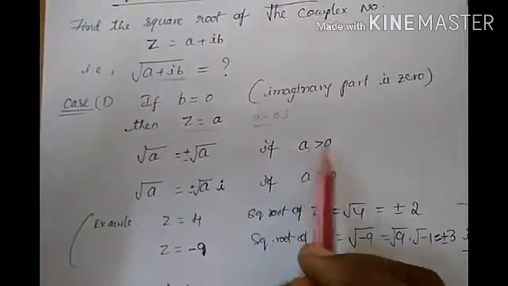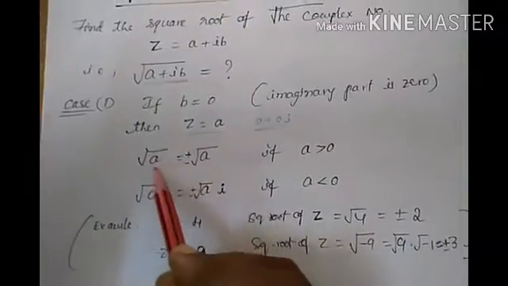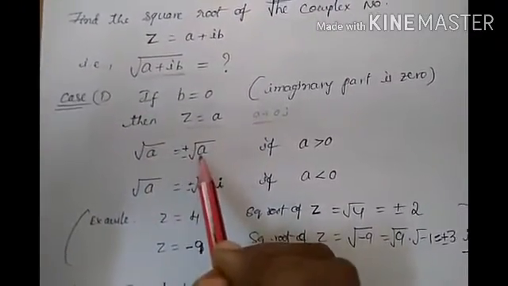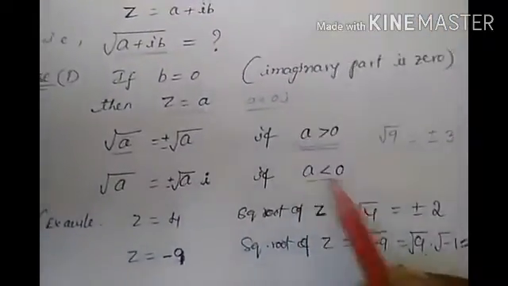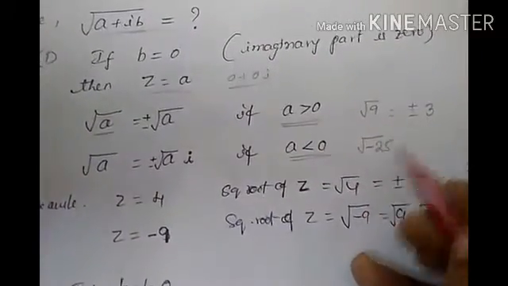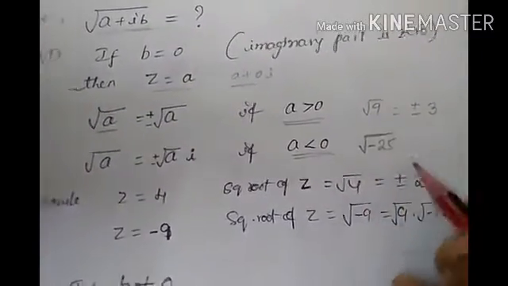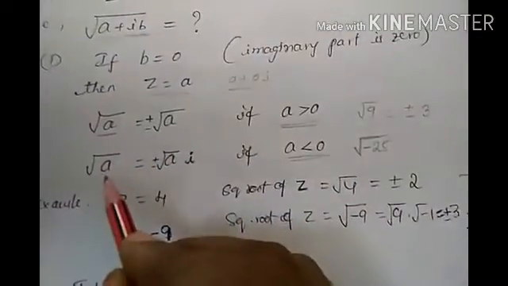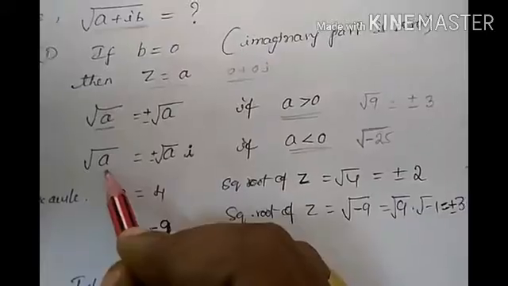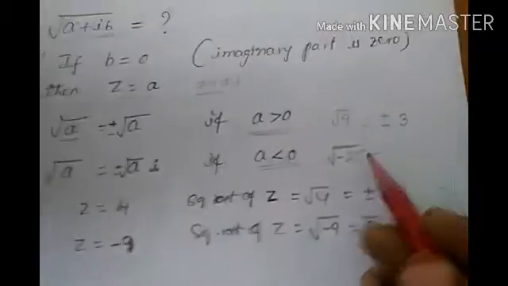Understood? So, in this case, the square root of a gives plus or minus square root of a, if a is a positive real number. In the same manner, if a is negative, that means if you take the square root of minus 25, it is a negative real number. If a is a negative real number, then what is the answer?